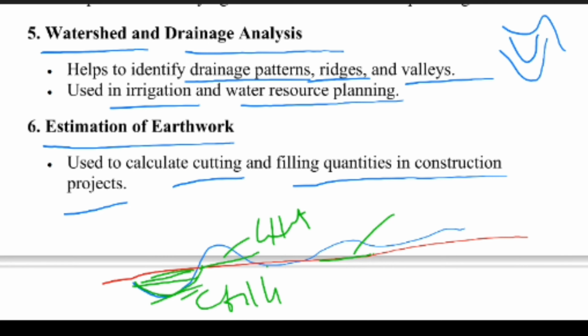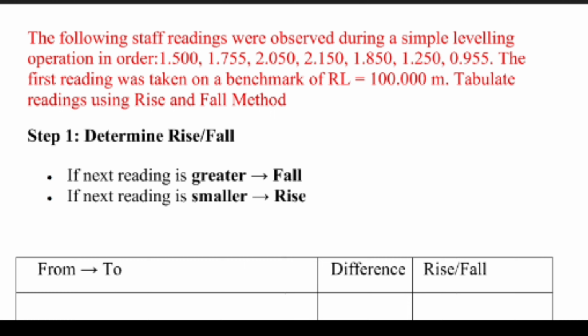This is one problem as given. The staff readings are given at simple elevations, so they have given some levelling readings. The first one you have to write in the table. The first one is the backsight, and the remaining ones up to the end are intermediate sights. The last one is the foresight. The first one you always have to write.